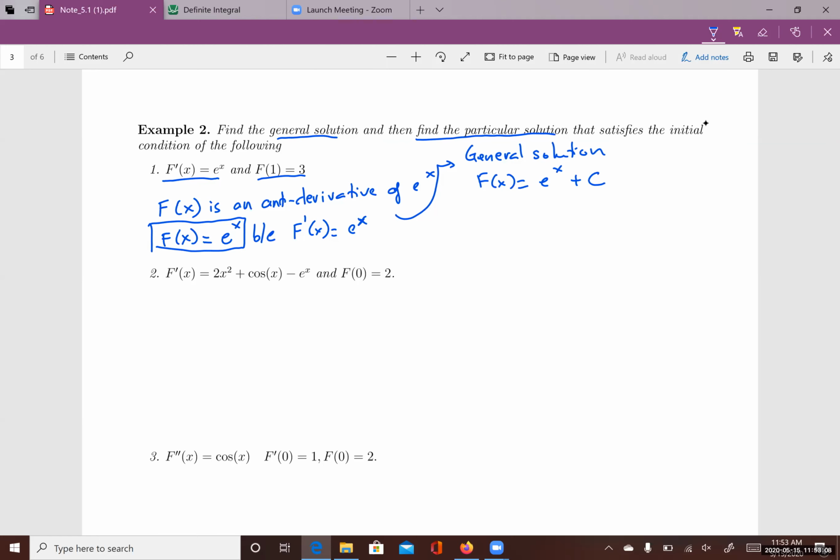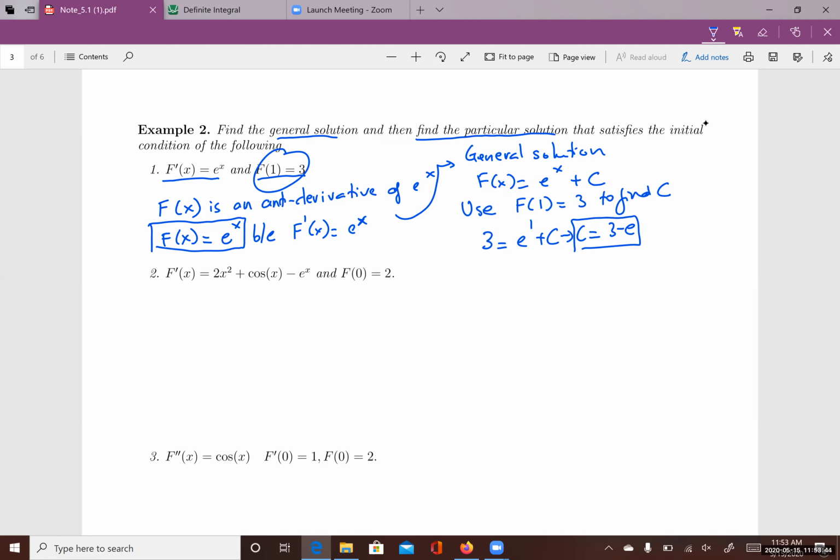Because again, you have many possible solutions for this particular differential equation. But now that you have the initial point f(1) = 3, you can find c. So use f(1) = 3 to find c. How? By plugging 1 into the x and 3 into the y. So 3 equals e to the 1 plus c. So then c equals 3 minus e. You just found c, right?